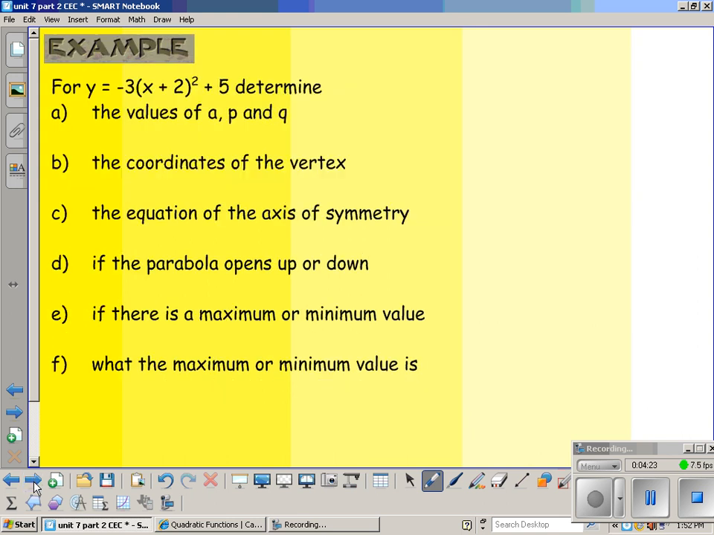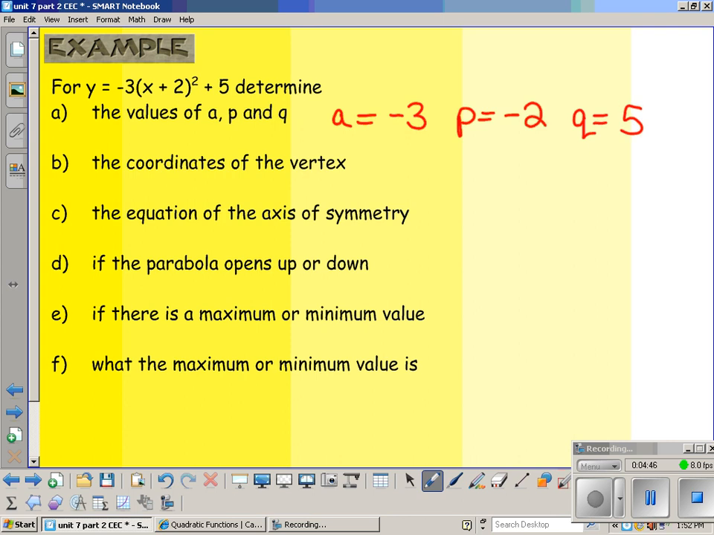So for this example, let's determine the following characteristics. We want to determine A, P, and Q. A is the value that is in front of the parenthesis. It is -3. P is the value subtracted from x. It is -2. Q is the constant at the end, which is +5.